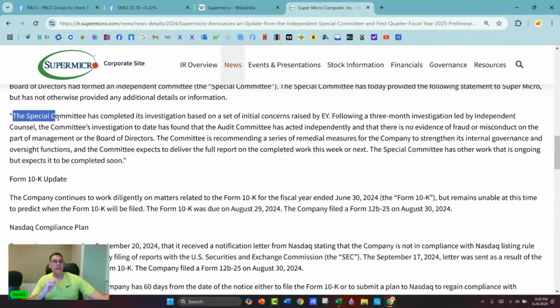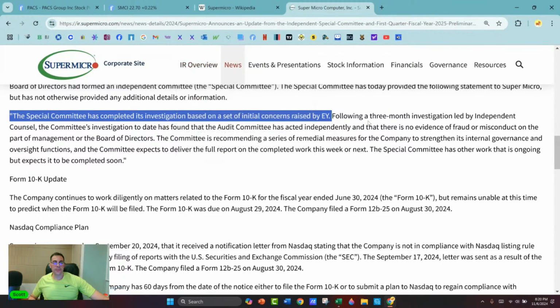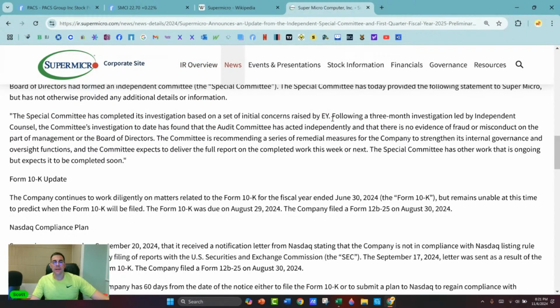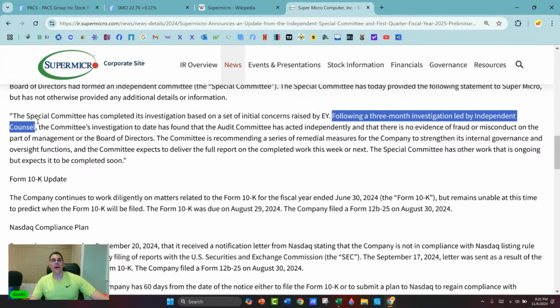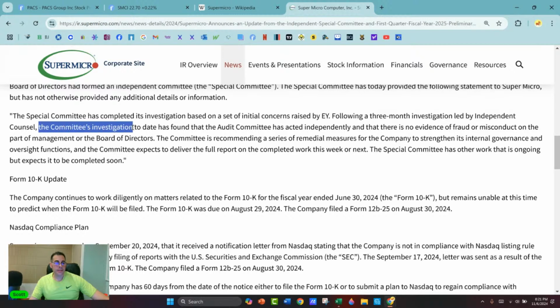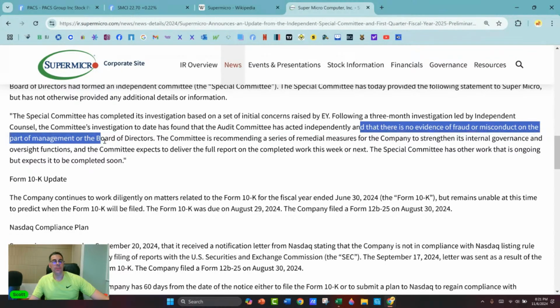They talked about the special committee. So they have a special committee of people at the company that oversee Ernst & Young and all these projects. The special committee is probably the same people who are cooking the books. It says the special committee has completed its investigation based on a set of initial concerns. So Ernst & Young raised a lot of concerns, and the special committee looked into that, following a 3-month investigation led by independent counsel. So they hired lawyers that are independent. That's what they say, but I don't think that's true. The investigation found that the audit committee has acted independently, and there is no evidence of fraud or misconduct on the part of management or the board of directors.